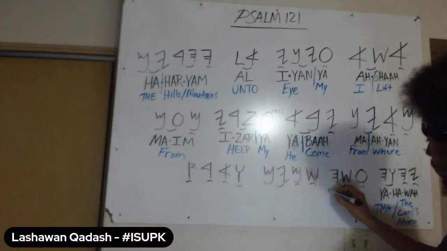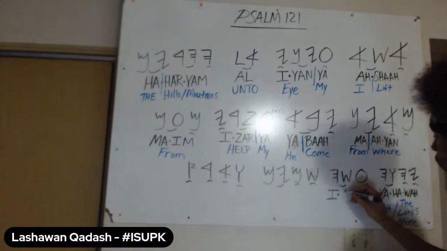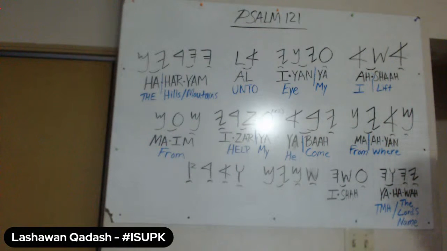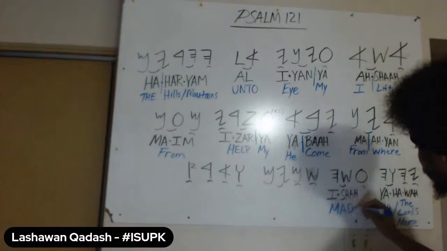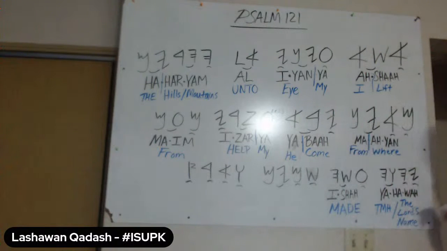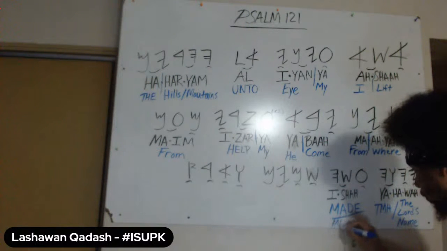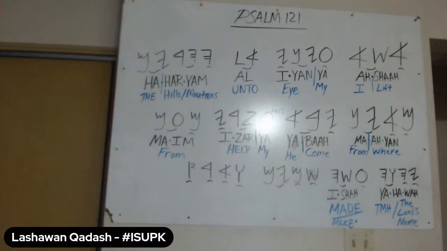I right here by itself. We got the sha and the huh connected. So you're left with Aisha. All right. Aisha means a lot of things, but based on the context right here, it means made. Made or make. Okay. All right. Made or make.